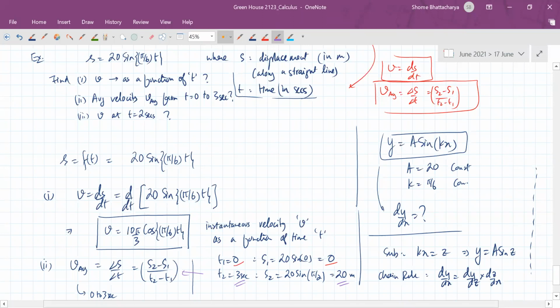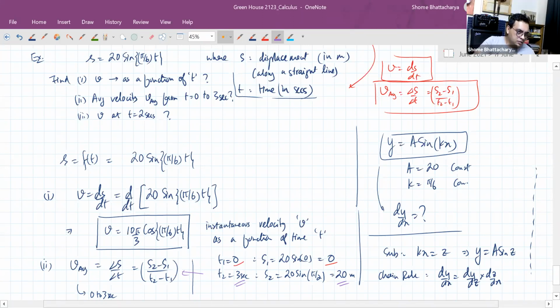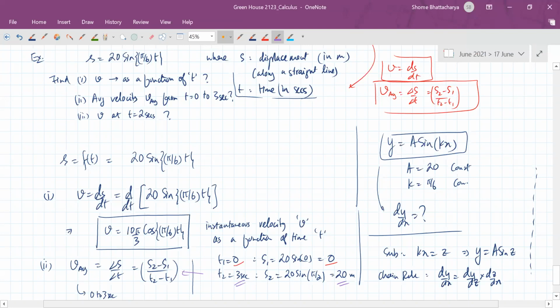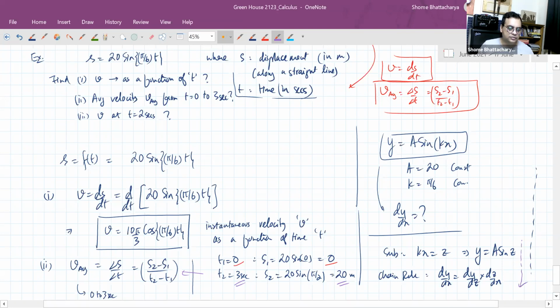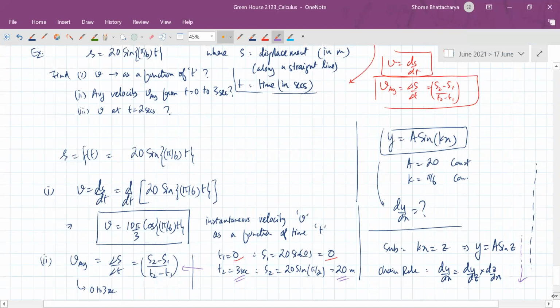So how did you get your 10 pi by 3? Look, when you use the chain rule, there will be a constant term k, and what is that constant? It's pi by 6. So it's actually 20 into pi by 6. That's why I told you that you have to be a little careful when you are using the chain rule for differentiation, right?